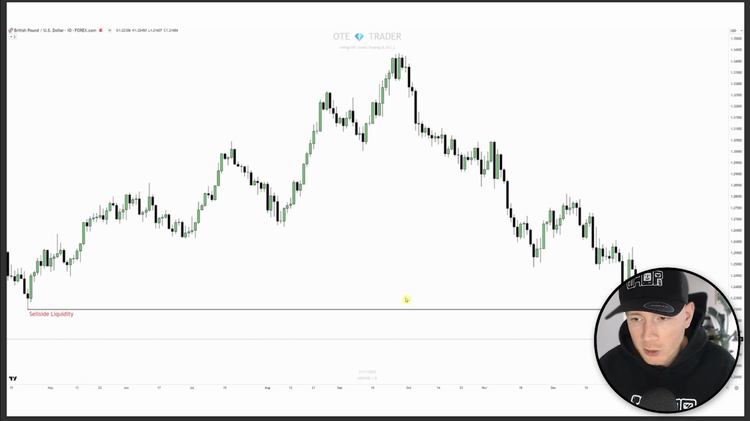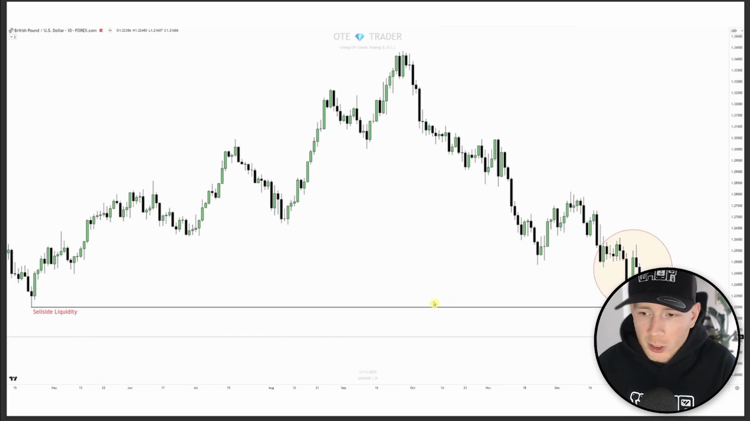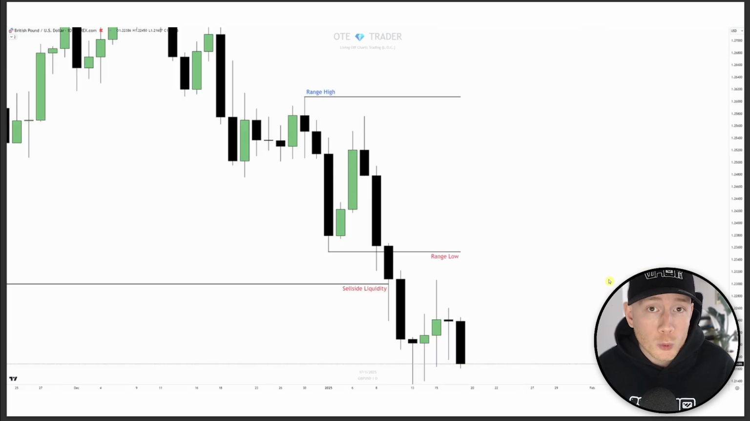Now, how do we actually look for a setup? Let's focus in on this piece of price action over here, because this is a daily chart. This is a very long time ago, right? This low, but we want to focus on what's closer by, so we can actually target our previous daily low, previous session low, or previous weekly lows. So now we're zoomed in a little bit more.